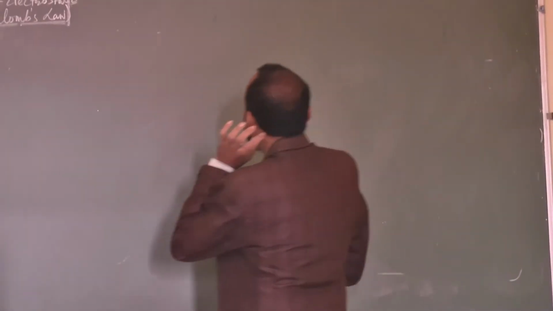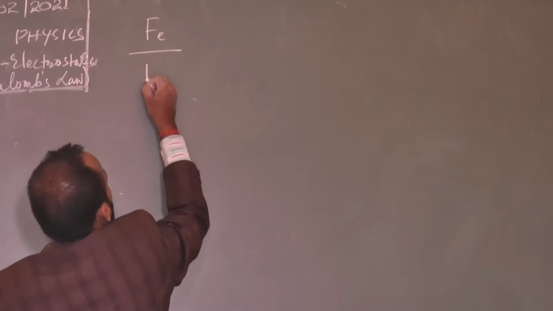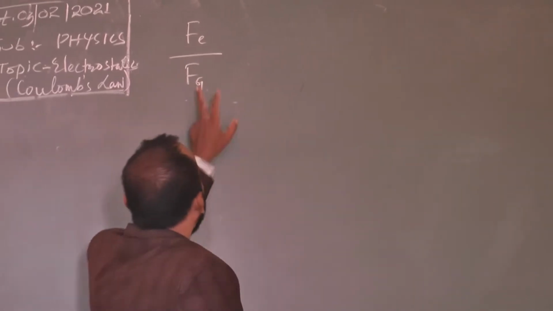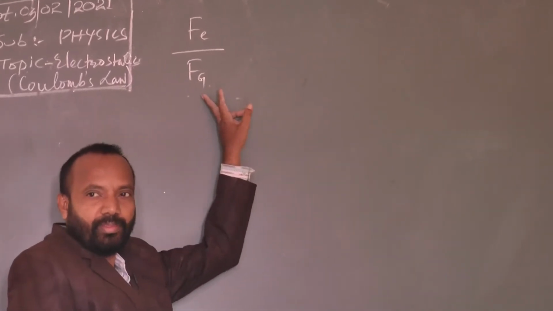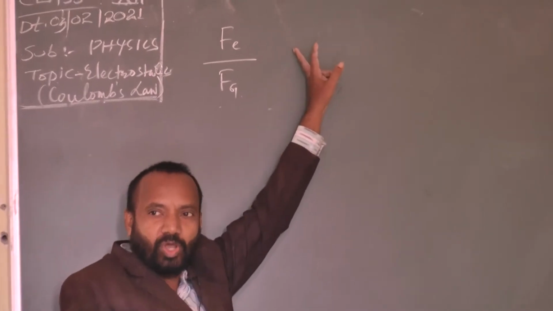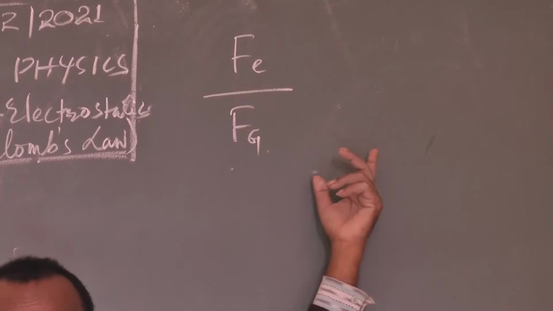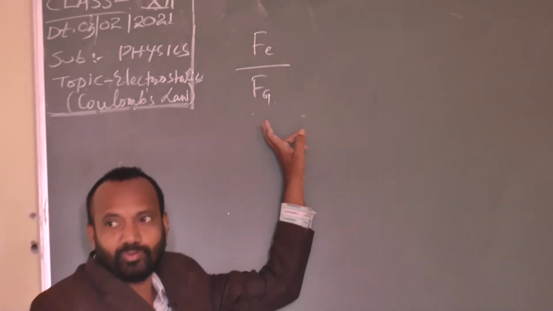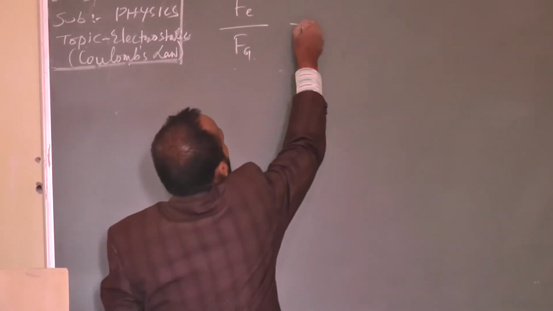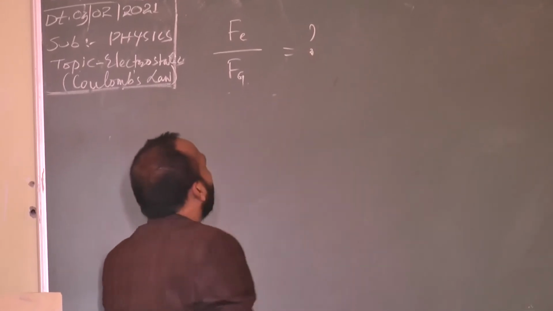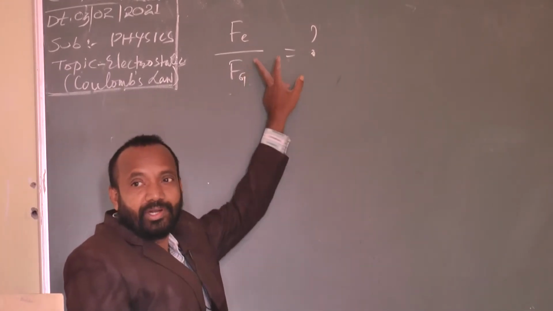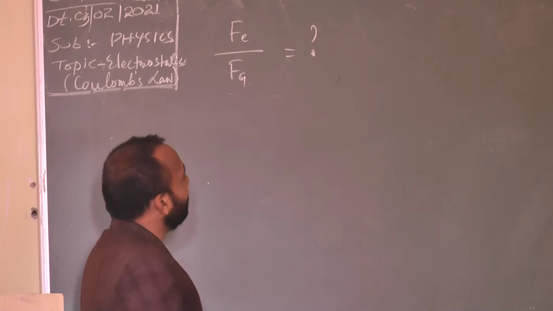Let us find out the ratio between Fe and Fg, the electrostatic force and the gravitational force. From Coulomb's law, the Coulomb force is that electrostatic force. From Newton's law of gravitation, the gravitational force is there. Then what will be Fe by Fg, the electric force by the gravitational force?